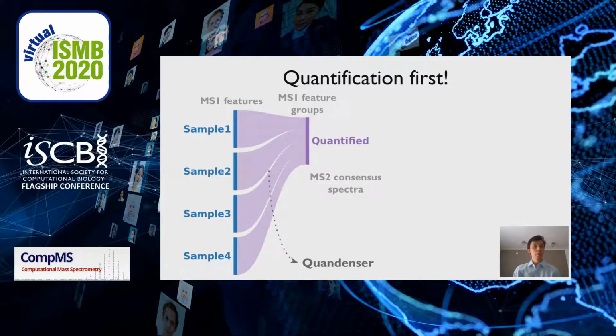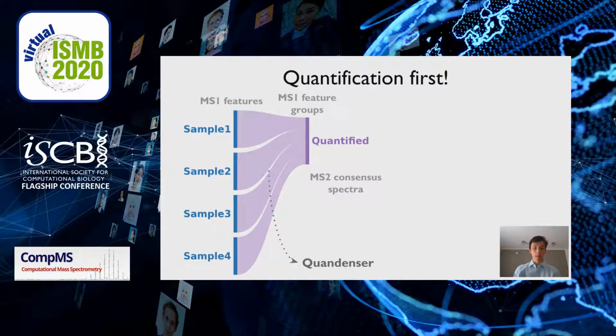So we saw an opportunity to change this around and came up with a concept that is known as Quantification First, where instead of trying to put peptide identifications onto our MS1 features, we first cluster our MS1 features into so-called MS1 feature groups, and we then also cluster our MS2 spectra such that we end up with consensus spectra.